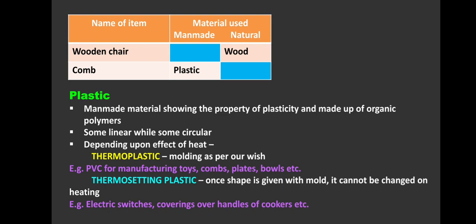Whereas the other one, thermosetting plastic, is such that once a shape is given with the mold, whatever shape you wish to give, it cannot be changed even after heating. Your examples are electric switches and coverings of the handles of cookers. The basic difference is that thermoplastic products, if they are heated again, their shape can be changed. But what about thermosetting? No, their shape cannot be changed even after heating. So these are the two types of plastic, thermoplastic and thermosetting plastic.